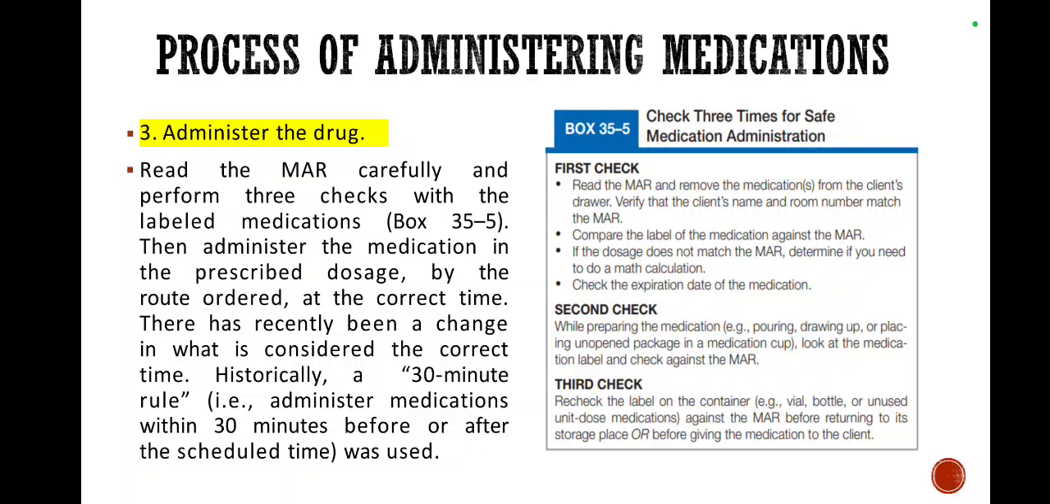The second check, while preparing the medications, look at the medication label and check against the MAR. And then the third check, recheck the label on the container against the MAR before returning it to its storage or before giving the medication to the client. And then you will be allowed to administer the medication in the prescribed dosage by the route ordered and at the correct time. There has recently been a change in what is considered the correct time. Historically, a 30-minute rule, or administer medications within 30 minutes before or after the schedule, was used.